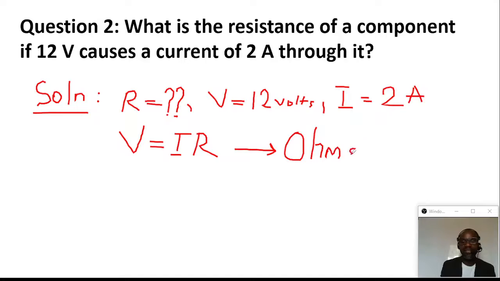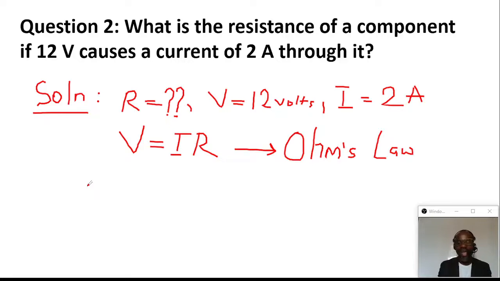This is known as Ohm's law. I'm doing this so that we don't get confused. Each time you see me state something like this, I refer to Ohm's law. Good. Now this is Ohm's law. Now what do we do? We are looking for R.